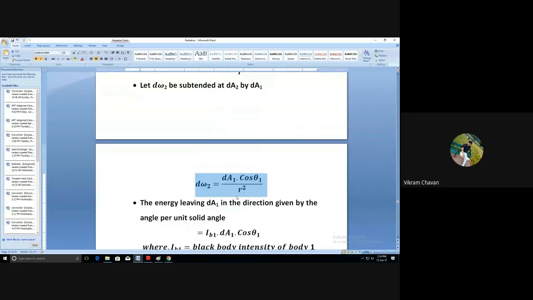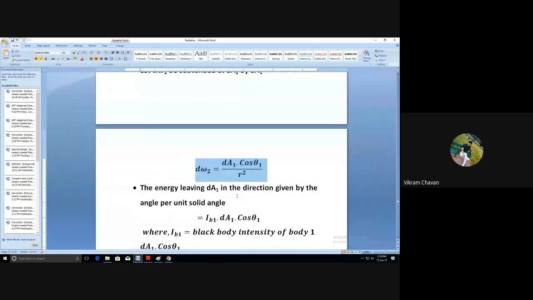Then we know the intensity of radiation. According to the definition of the intensity of radiation, it is the energy leaving dA1 in the direction given by the angle, per unit solid angle. Here we have to consider the energy leaving. In the formula definition, we have seen that intensity I is equal to Q divided by area multiplied by solid angle.